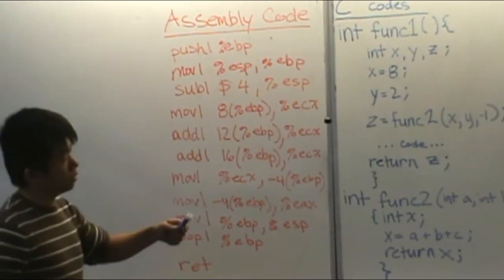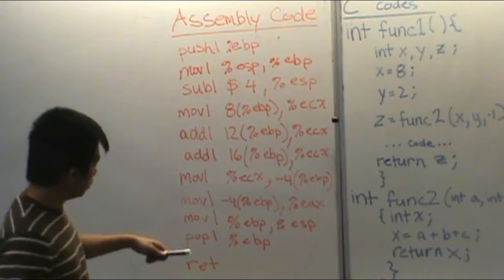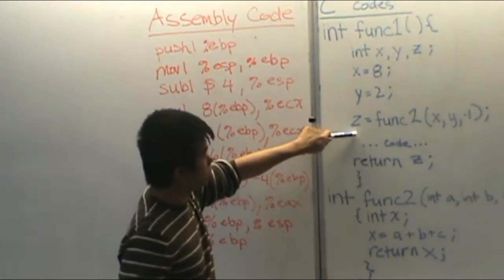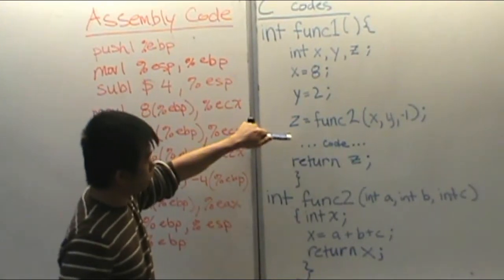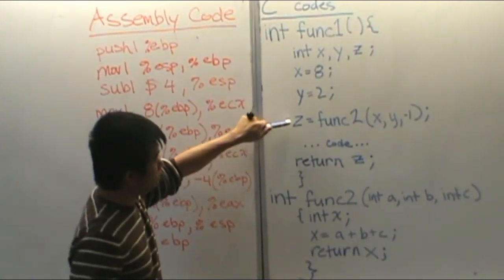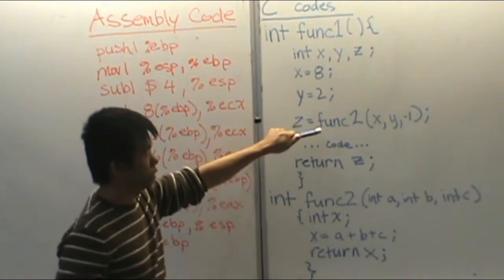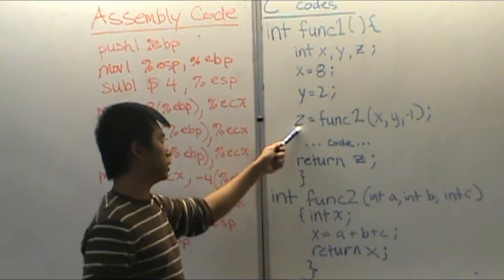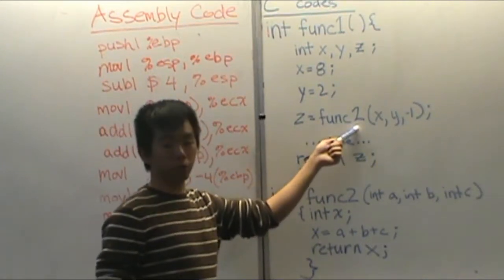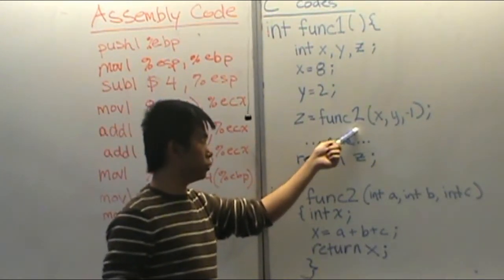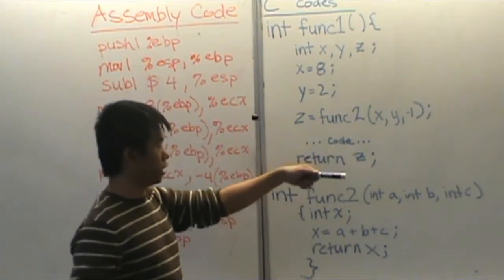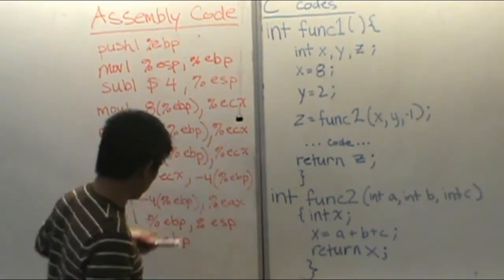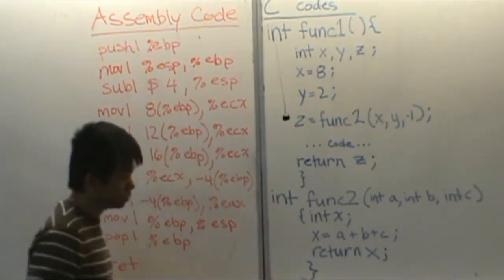Now that we are returning back to function 1, our next step will be the command under here. But we have to store the value that we returned from function 2 to the variable z. And the value that we returned from function 2 is in register A. So we have to store that in the variable z of function 1.